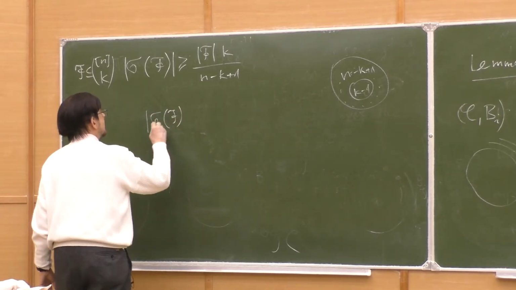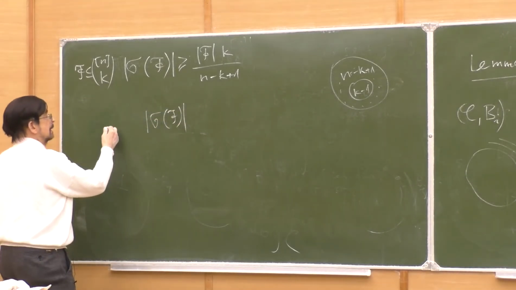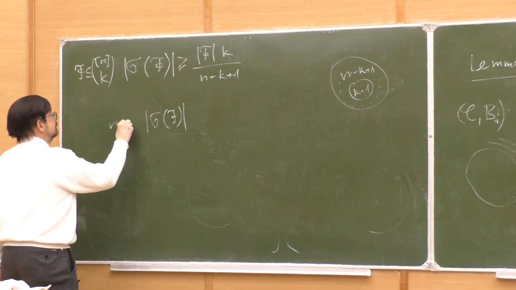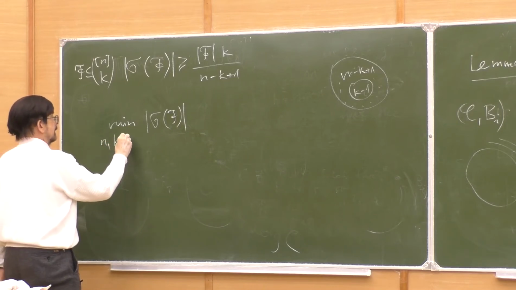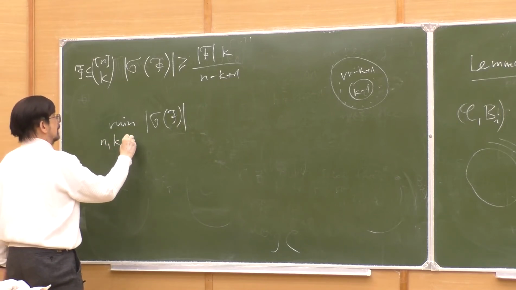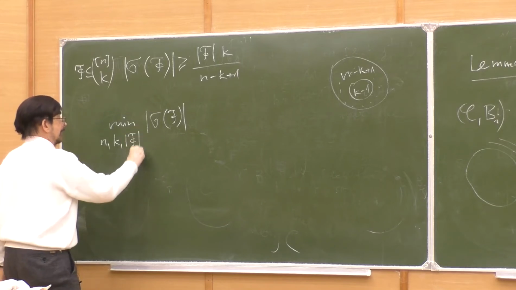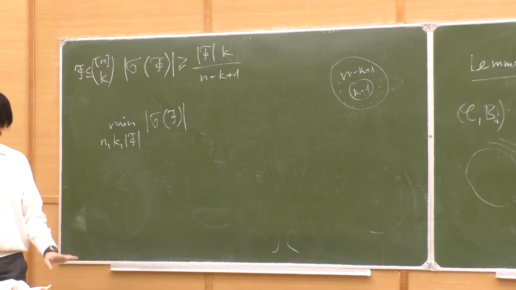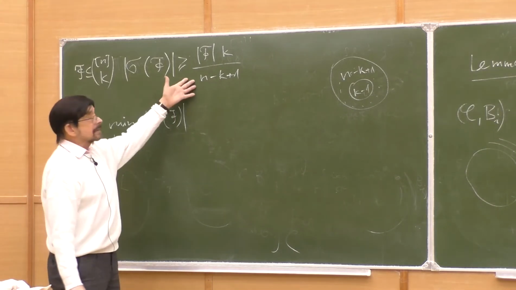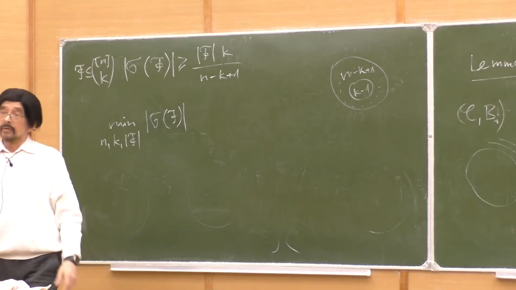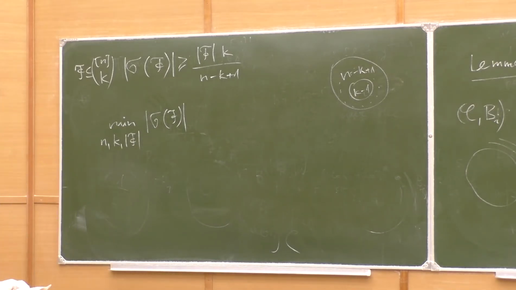So what is the question? The minimum of the shadow when n is given, k is given, and the size of f is given. So we know how many sets we have. This is now the question. And we have this lower bound, but this is not good. This is what I claim.